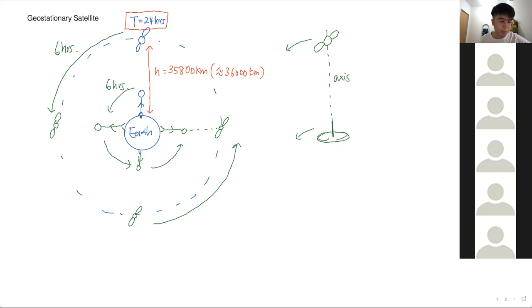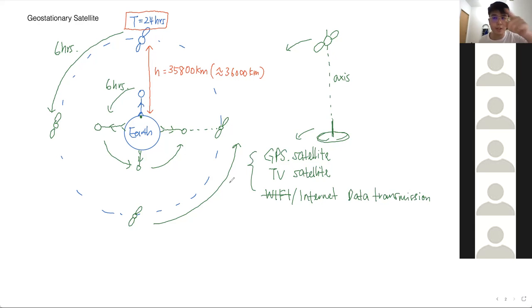Okay, so what are the applications of the geostationary satellites? This is one of the advantages. Okay, where do we use it? We use it for our GPS. Your GPS satellite? Yes, it is a geostationary satellite. Your TV satellite, it is a geostationary satellite. Your internet, or any form of data transmission, all of this uses geostationary.